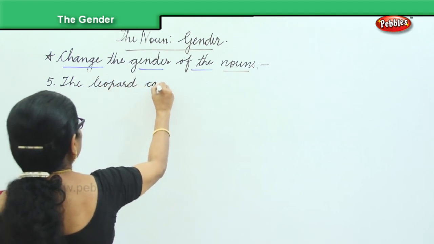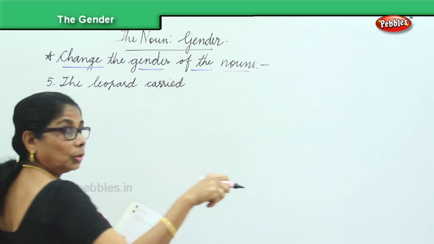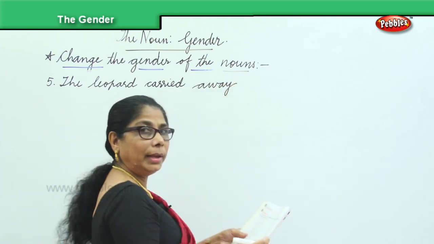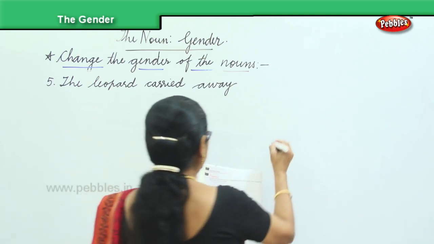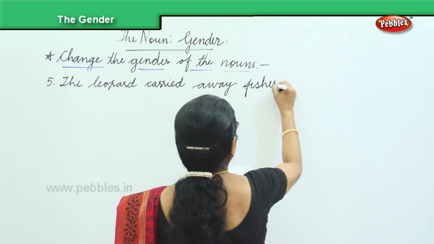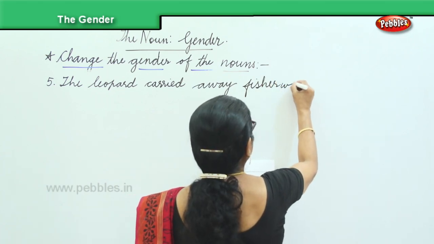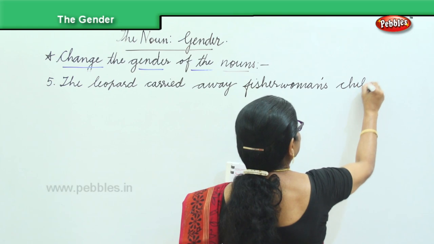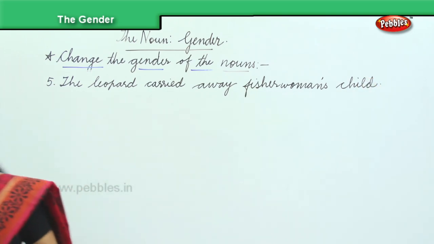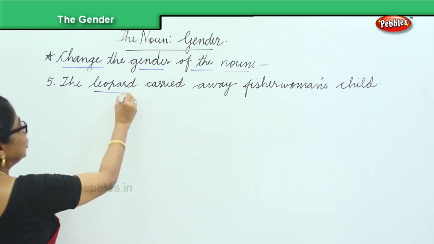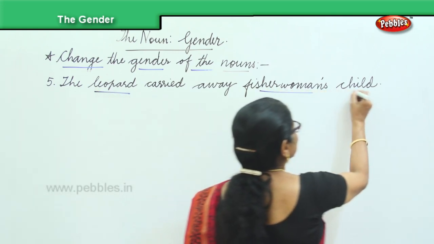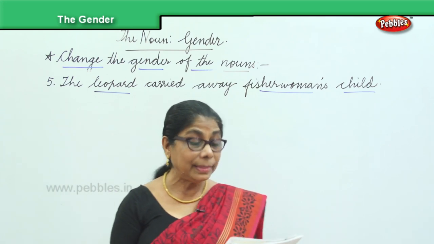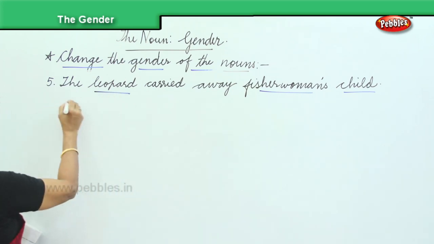The leopard carried away fisherwoman's child. That's a sentence I have for you. And see what all we have to change here. The leopard needs to be changed. Carried away, fisherman's child. Three changes need to be made here. Okay, so now what will you say? The leopardess. Leopard is masculine, make it feminine.